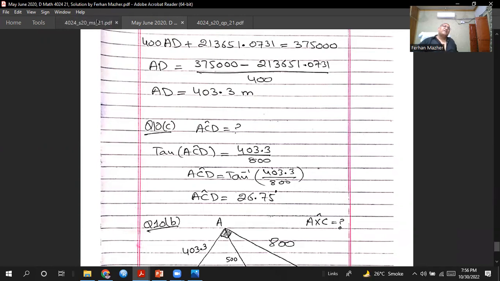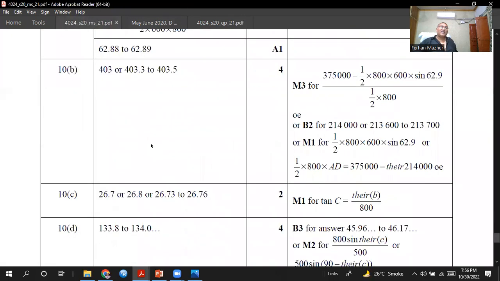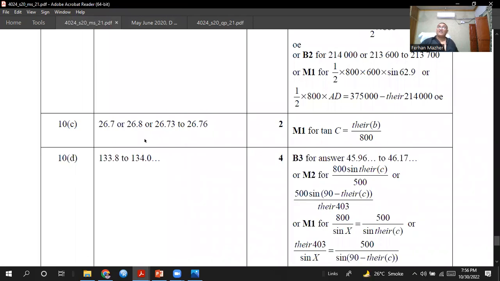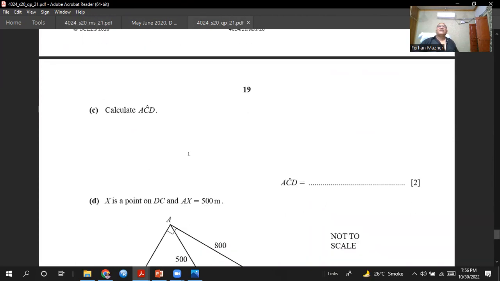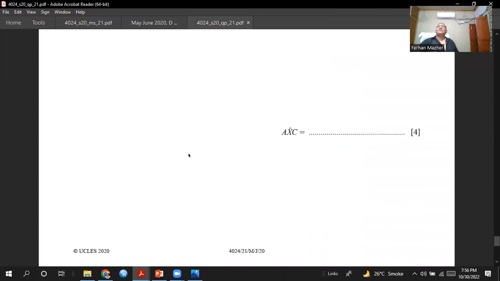So let's check if our answer is right or not. 26.7 is the right answer. We are checking the answers with the marking scheme also. Okay, so we are going to the next question. This is a 4-mark question, and that's the last question of this paper.